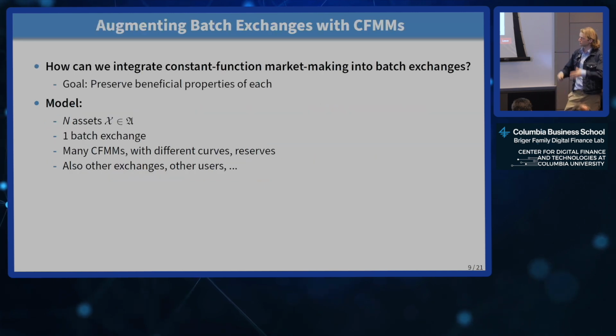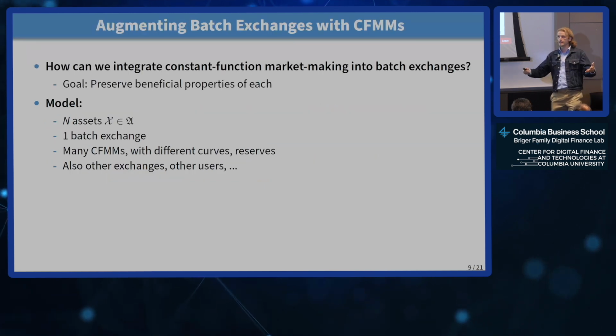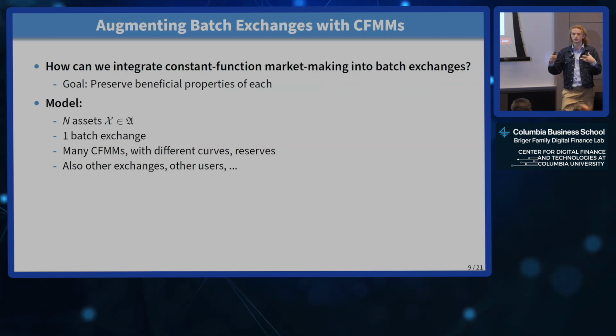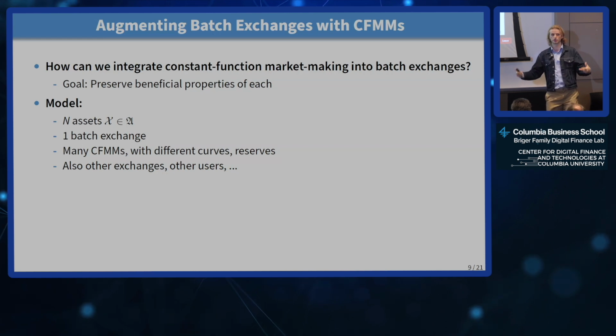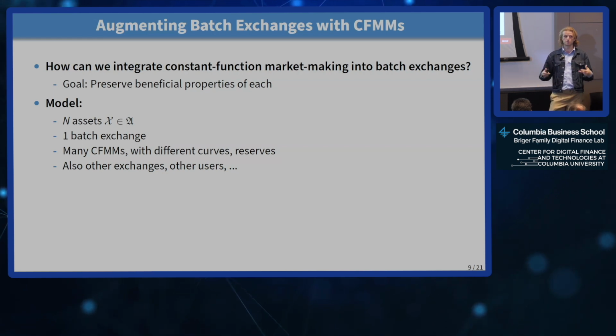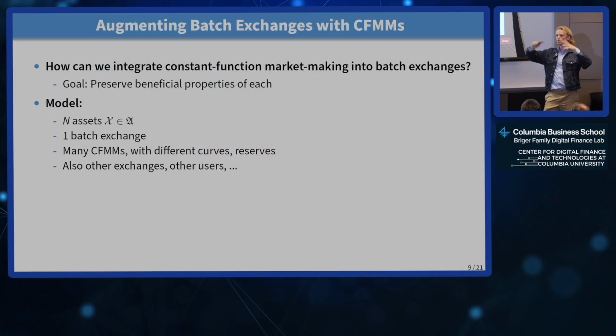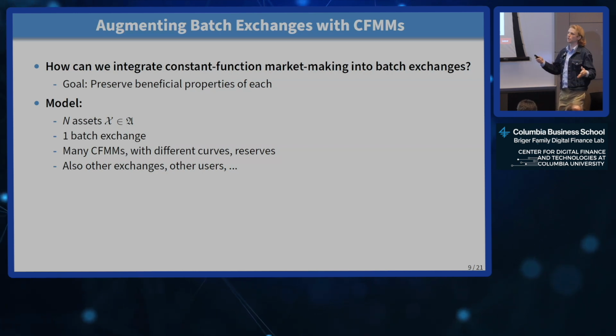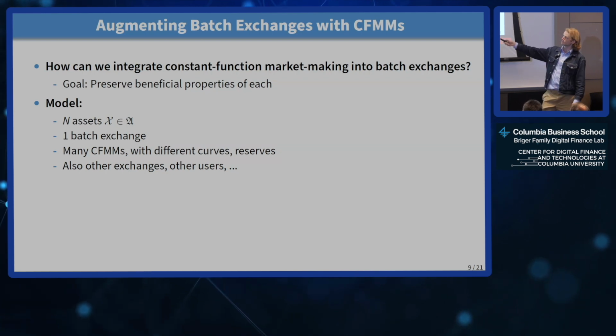Great. Again, our model is there are n assets, there's one batch exchange, and in that batch exchange there could be many different limit orders, and there could be many different constant function market makers. Each of these constant function market makers could have different curves, different sets of reserves, and be arbitrary. What's not captured by the model is that this exists in a context. There are also things like Binance and other exchanges that we might want to think about, and that affects the kind of design choices we might like to make down the road.